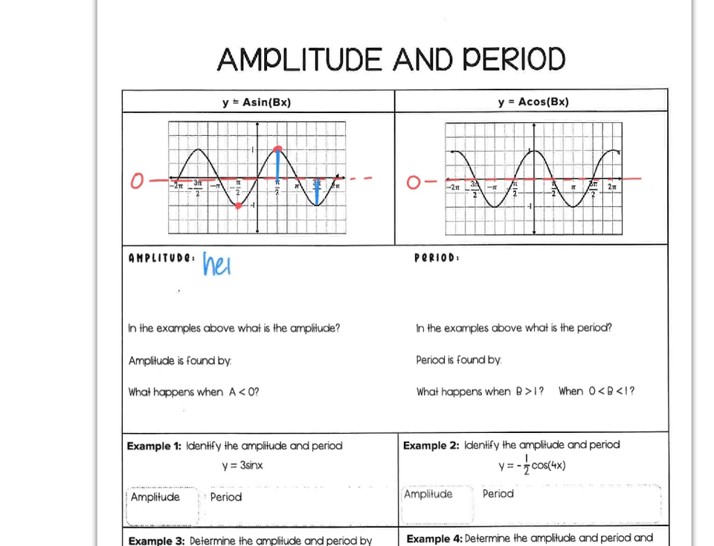So the height of the function from the midline. So in this case, the amplitude of the parent function is 1 for both of these. So from here to the midline is 1, from here to the midline is 1. So for sine and cosine, their amplitude of the parent, just their regular graph with no transformations, is 1. So in the examples above, the amplitude is 1.